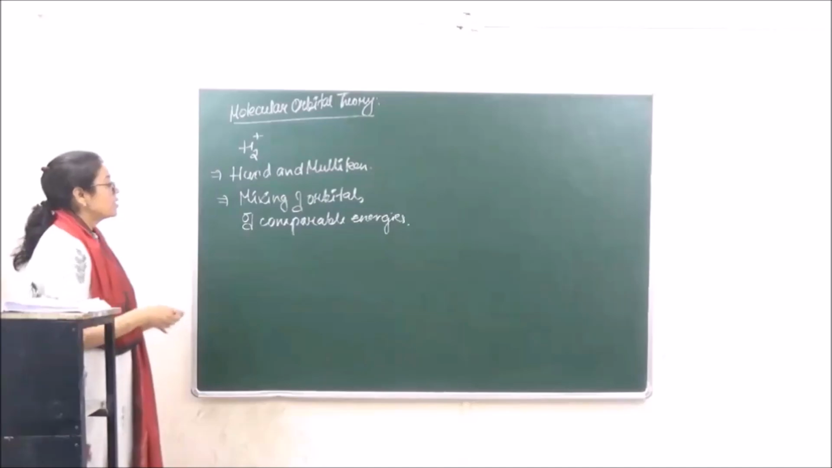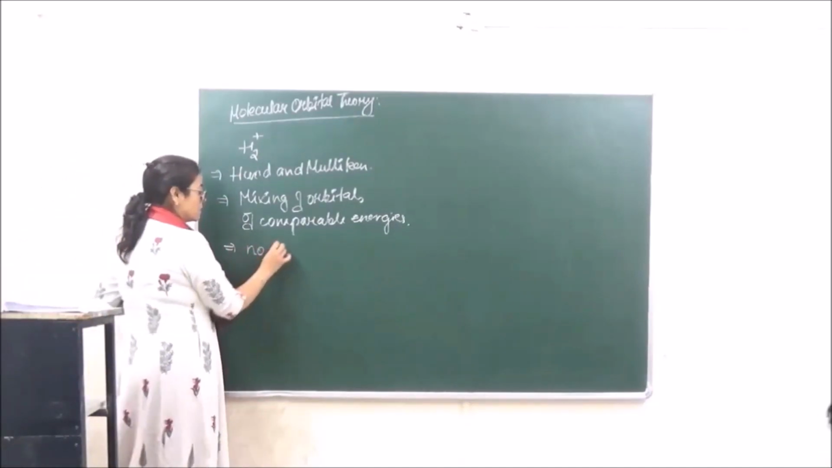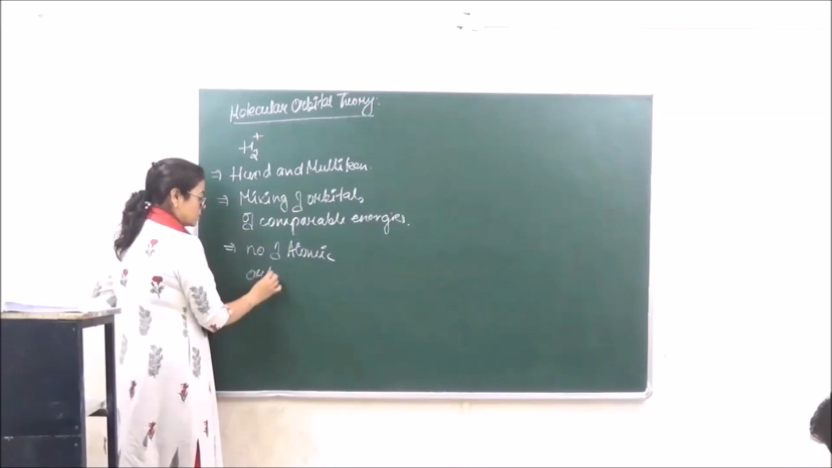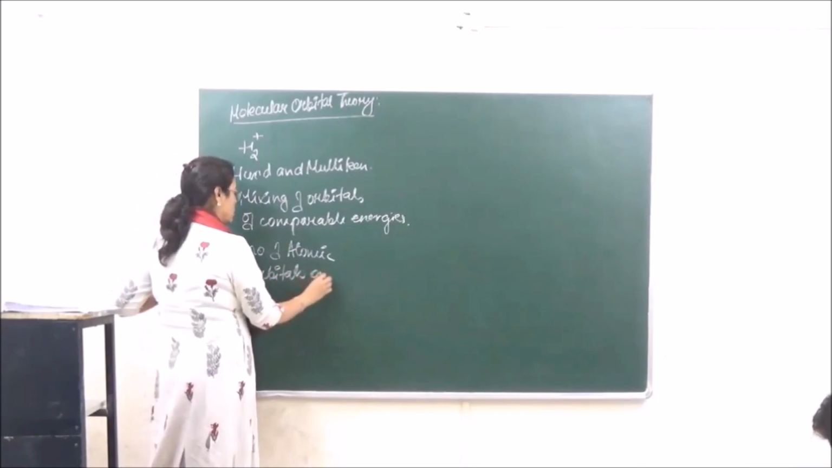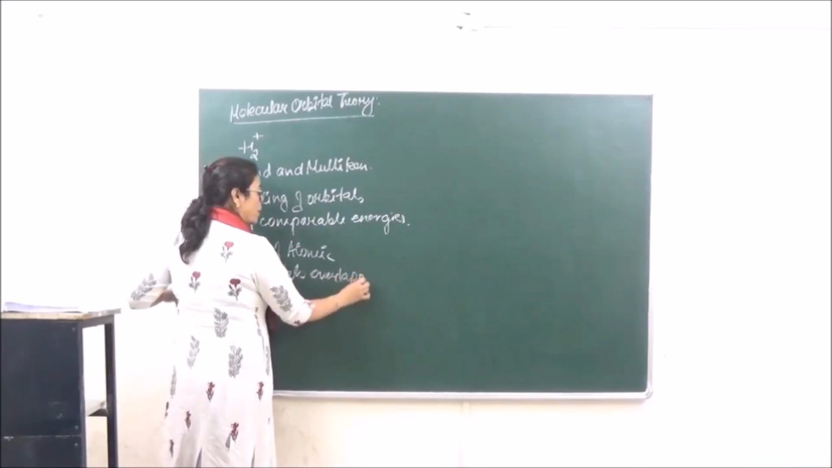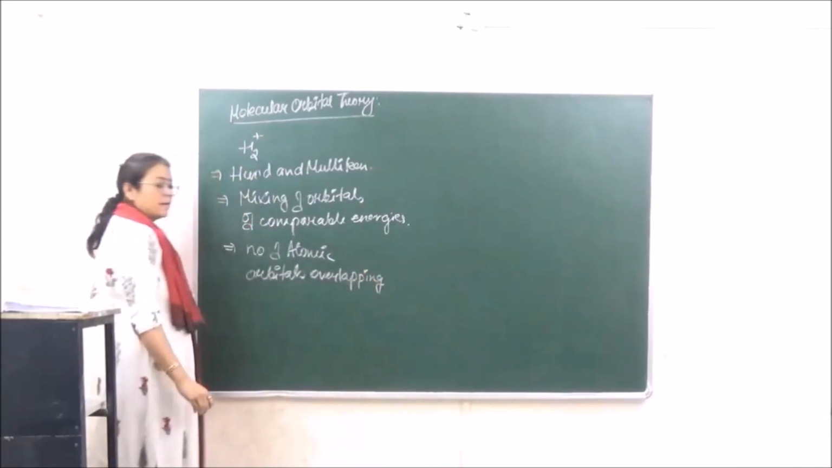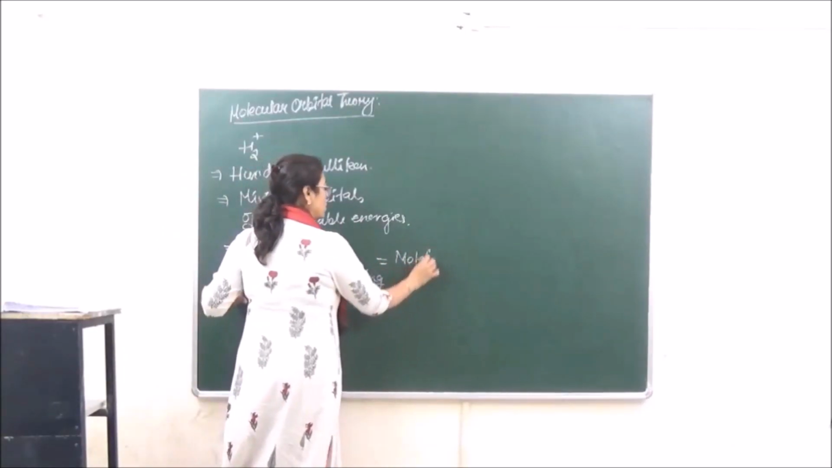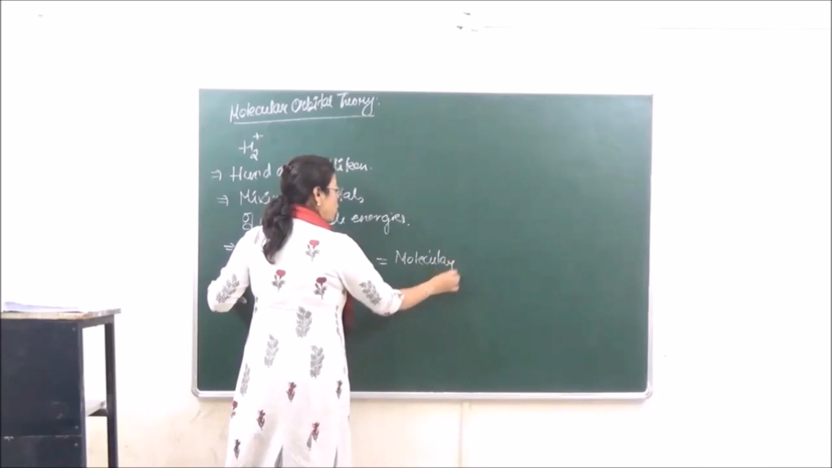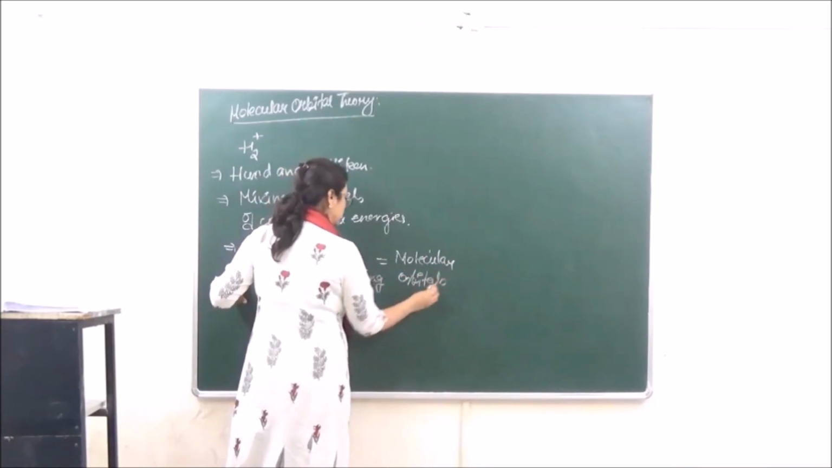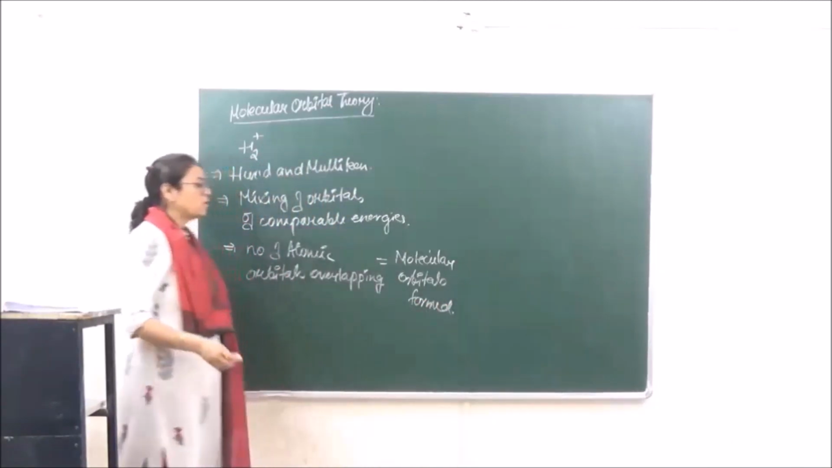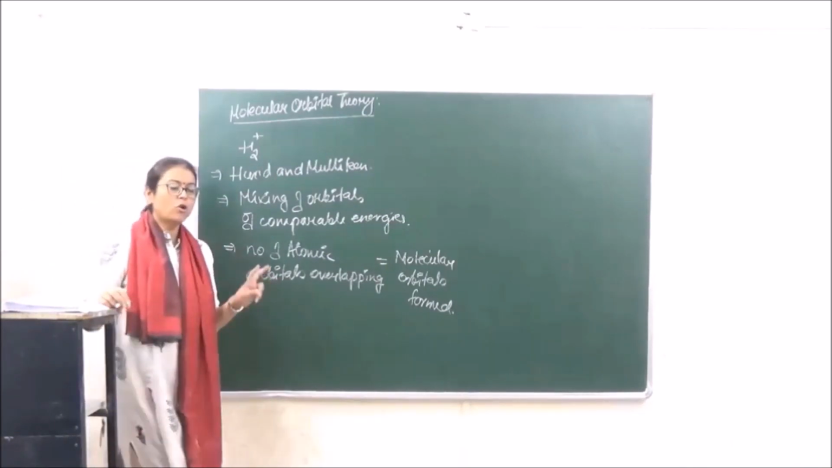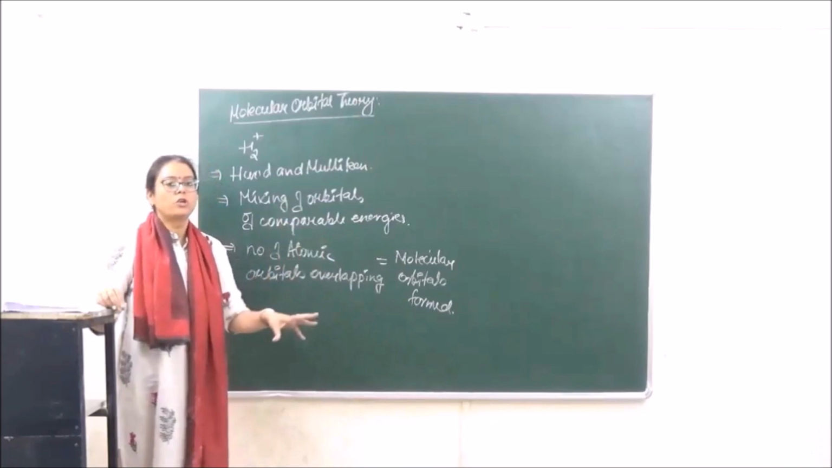Now, according to this theory, the number of atomic orbitals overlapping will be equal to the number of molecular orbitals formed. Which means if two atomic orbitals are combining or overlapping, they are going to give us two molecular orbitals.